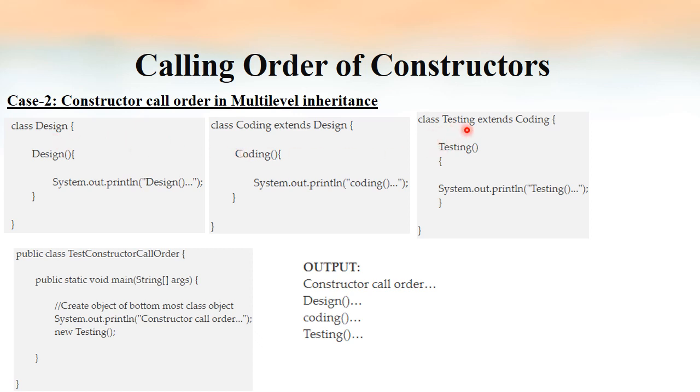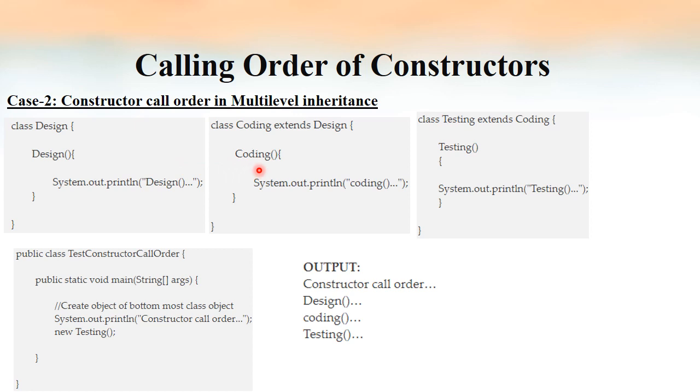And we have another class here, that is class testing. Again we have used the keyword extends. That means again it is an inheritance relationship. And see who is the parent here. Here coding class is the parent. So we can visualize a level wise inheritance, right? Design is at the top level, then comes the coding class, and then comes the testing class. So we can say design is the grandparent of class testing, and coding is the parent of class testing. And see, in each of these classes we have written a constructor.